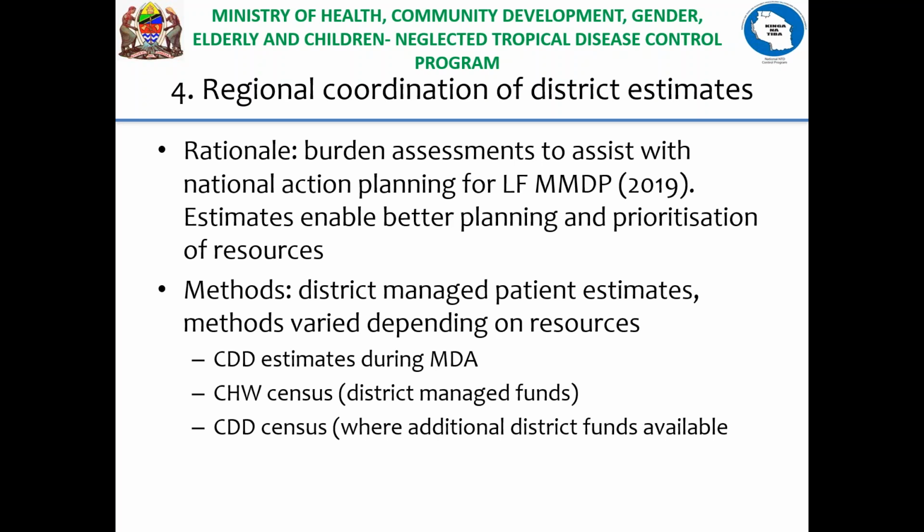So the most reliable informant here is the community drug distributor. And from there, the data is compiled and cascaded upwards from the community level to the health facility, then up to the district and region, and then up to the national level. Next slide.